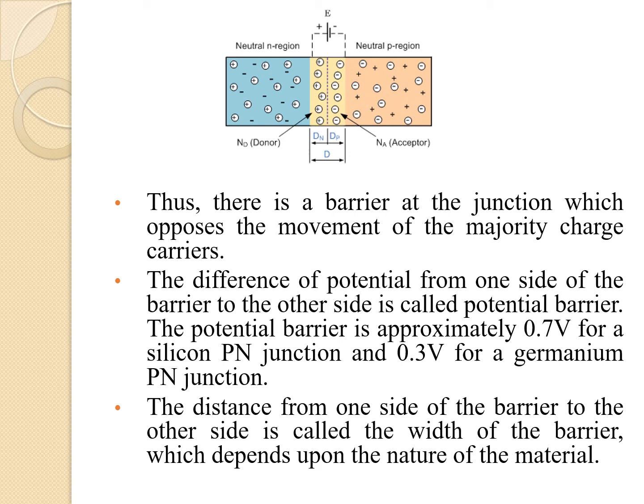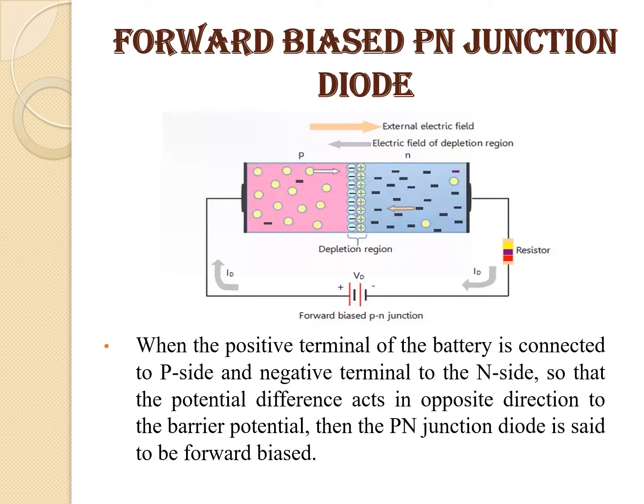So we have discussed all of these things related to the diagram. Next topic is forward biased PN junction diode. As we have seen for the PN junction earlier, we have 0.3 volt as barrier potential for germanium and 0.7 volt as barrier potential for silicon.